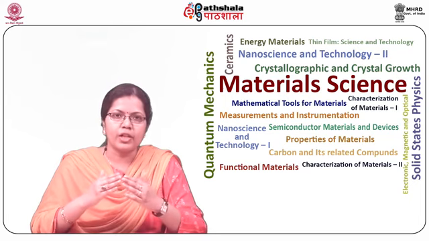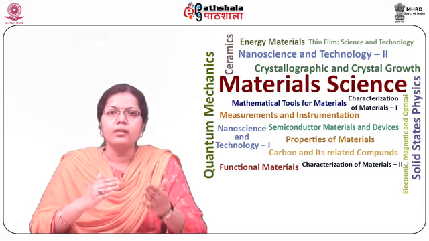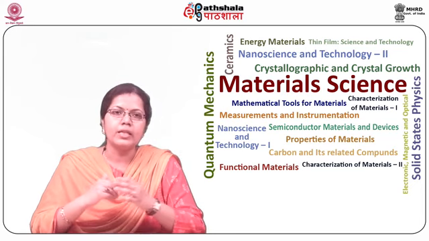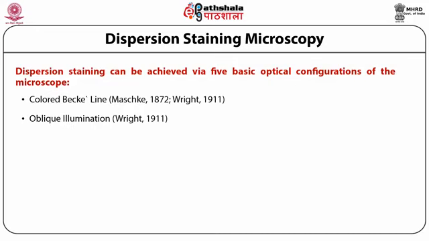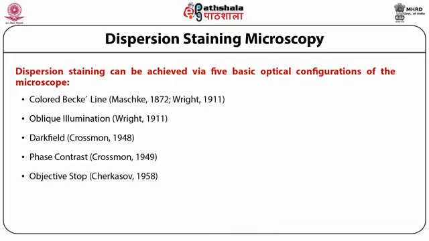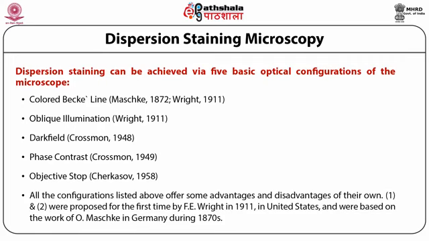The most popular application of this technique is for confirming the presence of asbestos in construction materials. Dispersion staining can be achieved via 5 basic optical configurations of the microscope. First, colored backline. Second, oblique illumination. Third, dark field. Fourth, phase contrast. Fifth, objective stop. All the configurations listed above offer some advantages and disadvantages of their own.